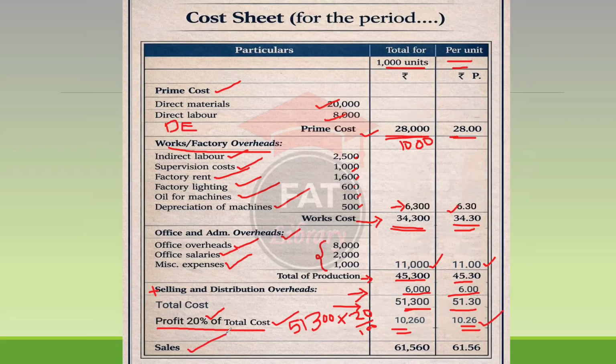The sales for the manufacture of jeans is for 1000 units 61,560 and per unit it is 61 rupee 50 paise. Okay, this is how we need to calculate the cost sheet.